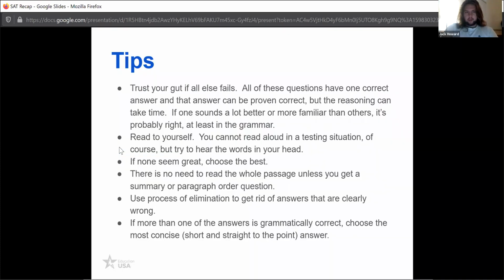Tips for writing and language. If all else fails, trust your gut. A lot of these questions will sort of come down to what sounds most right. I mean, that's never actually true because there always is a technically correct answer. But if you cannot find the technical correctness, just do what sounds best.